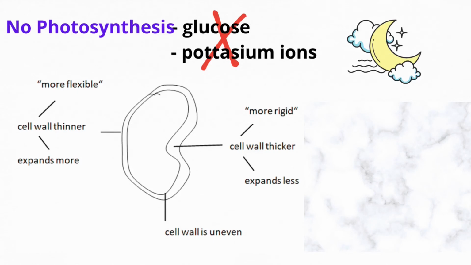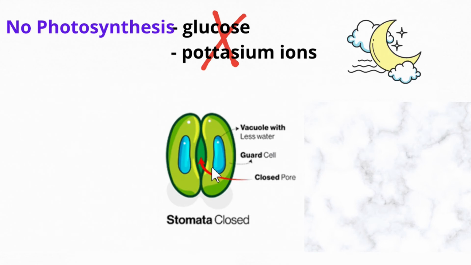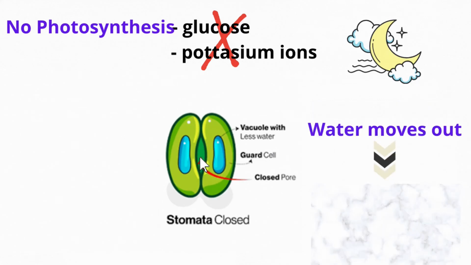Similarly, during the night, the guard cells close. During the night, photosynthesis does not occur, so no glucose is present in the cell. Potassium ions are pumped actively out of the cell during the night. As both potassium ions and glucose are absent, the water potential of the cell increases.